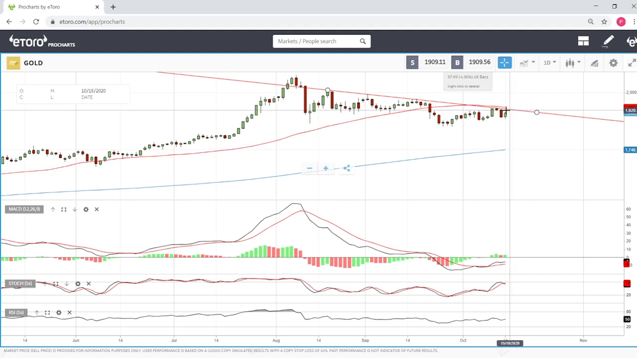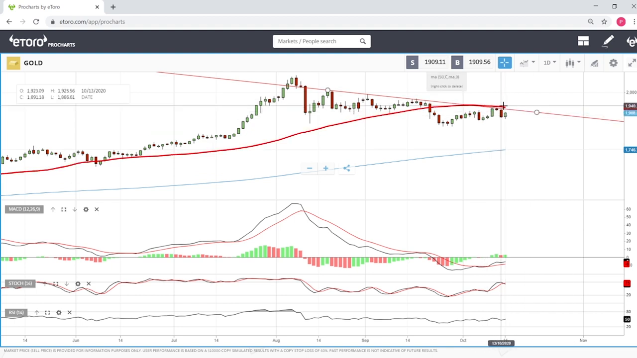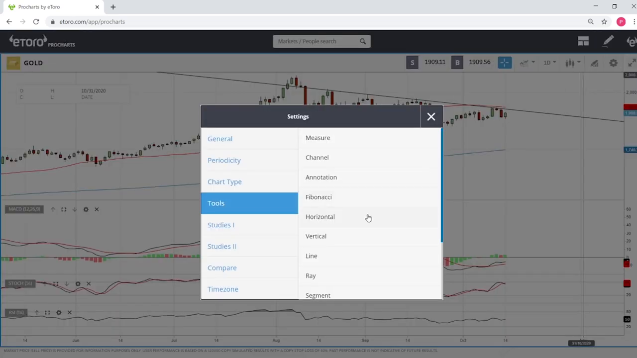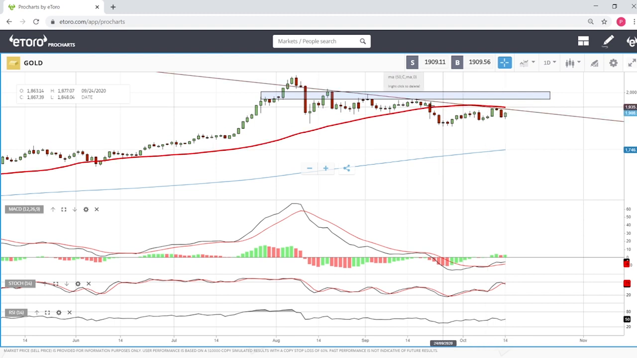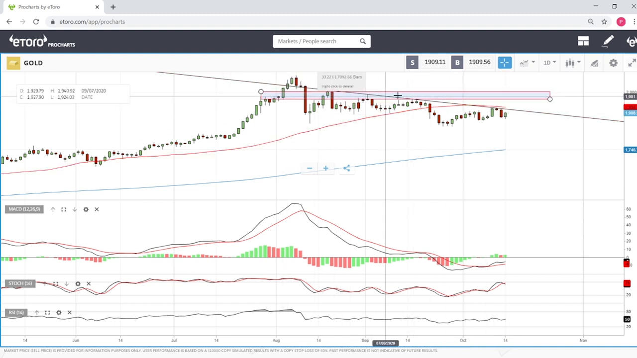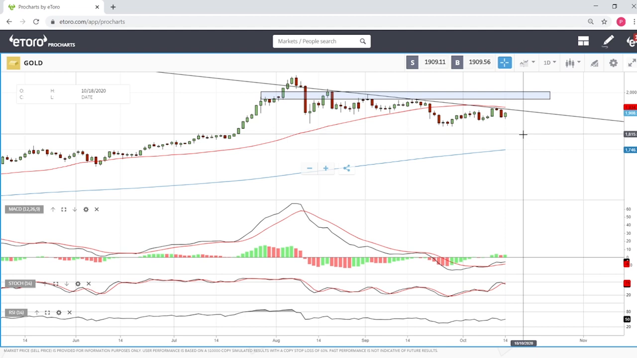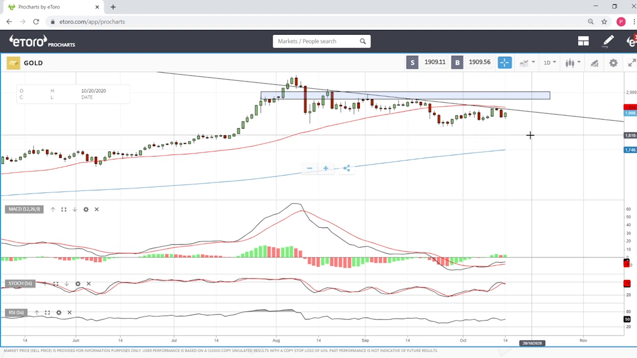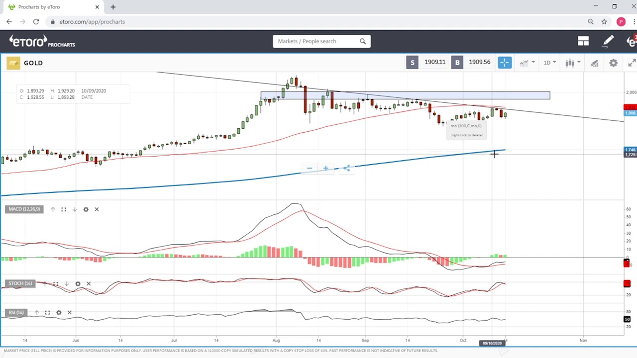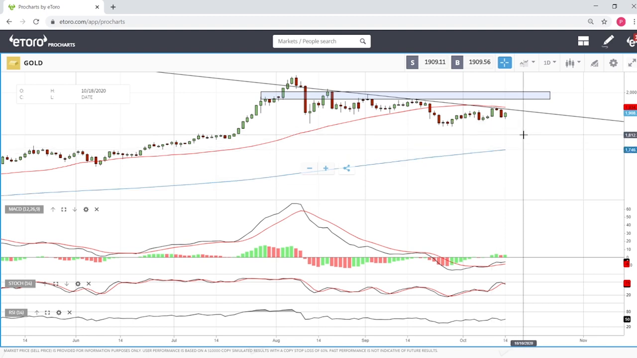However, we need to break this trend line. We need to break through the 50 moving average, and we need to get through this entire area, which proved to be significant resistance only a few weeks ago. So it's most likely that we'll fall from here towards 1850 as the first target, then towards 1800, and then probably towards the 50 moving average. 1800 is most likely where we will bottom and rally from.